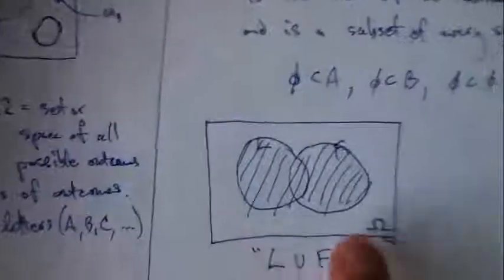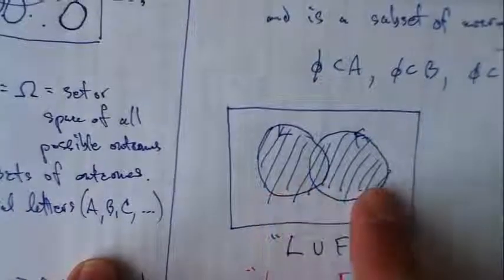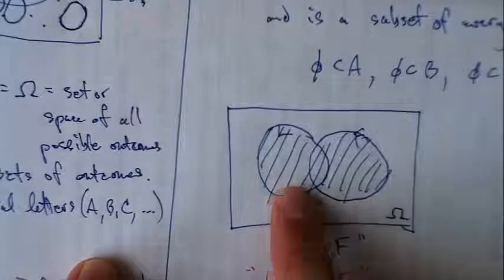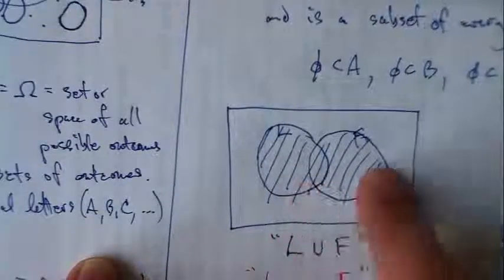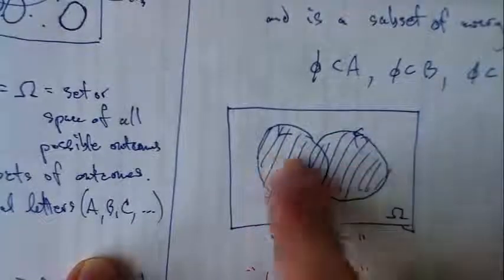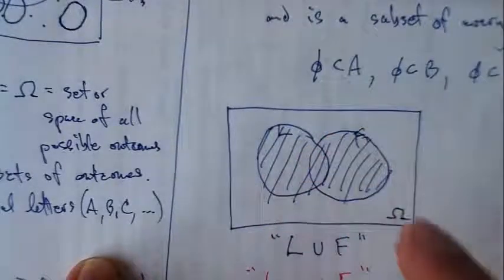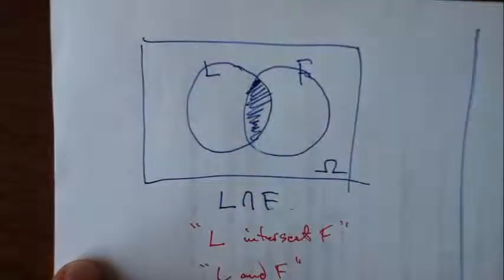Here, when we're talking about unions, I've shaded both L and F, but this is not L and F. This is L or F, because I've shaded everything where my dart will either land in L or in F. Okay, this is L and F. Get it? Good. Don't screw it up.